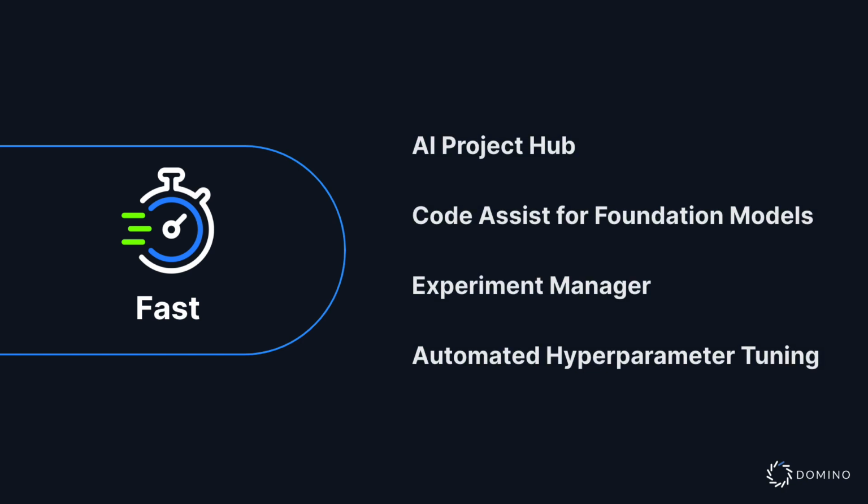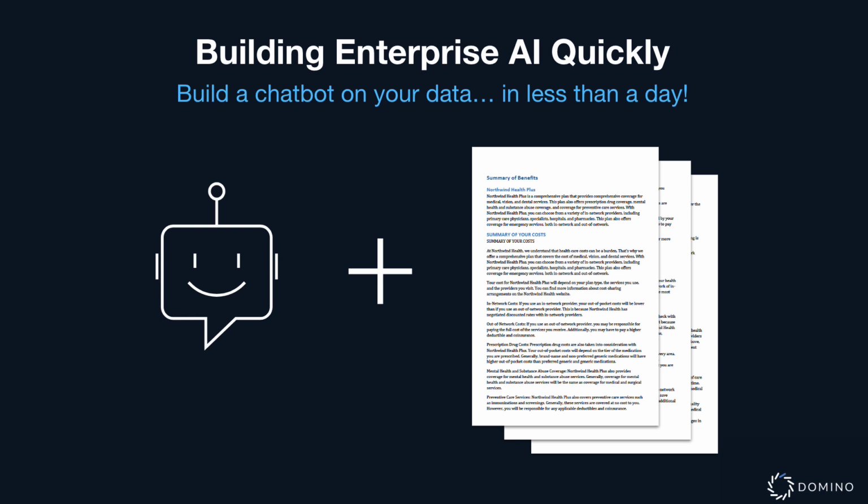I'm excited to share with you 4 new ways Domino enables building and operating AI quickly. The AI Project Hub accelerates getting started with enterprise-ready AI. Code Assist for foundation models makes fine-tuning foundation models as easy as AutoML. Experiment Manager and automated hyperparameter tuning help you get the best models possible. I'm going to show you how our new AI Hub accelerates building enterprise-ready AI.